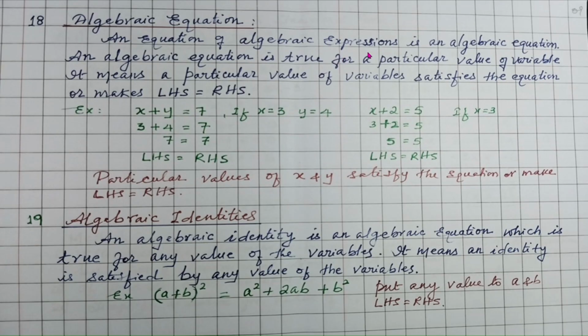Now algebraic equation. An equation of algebraic expressions is an algebraic equation. An algebraic equation is true for a particular value of the variables. It means a particular value of the variables satisfies the equation or makes LHS equal to RHS. Now let us understand this.